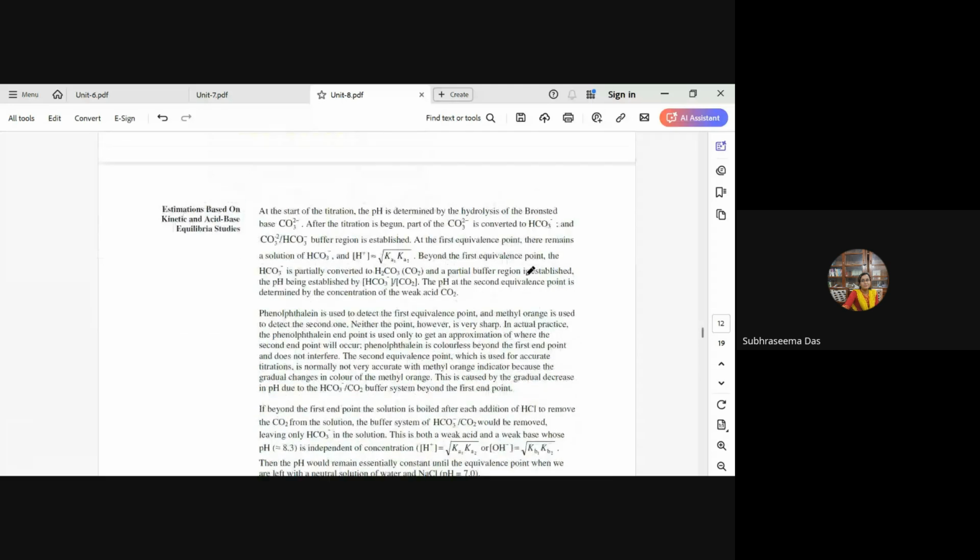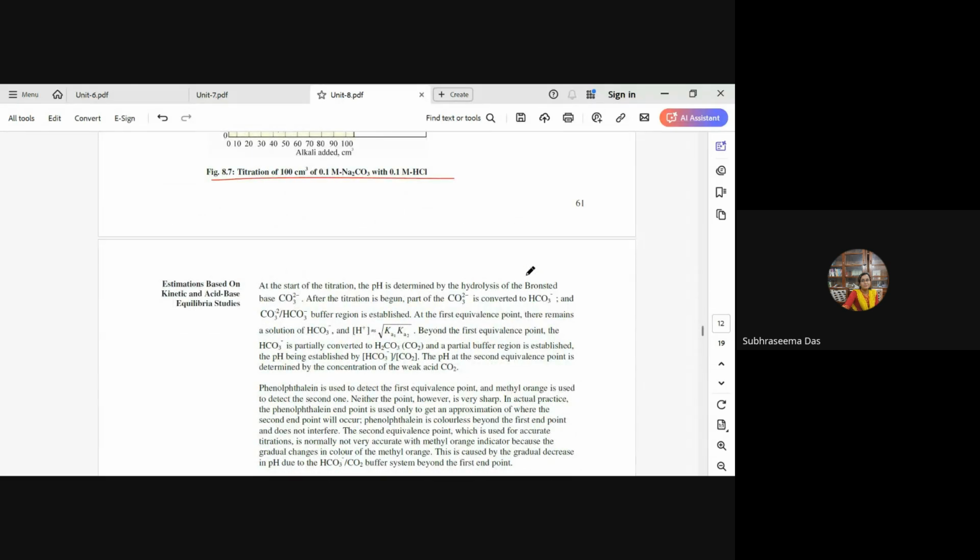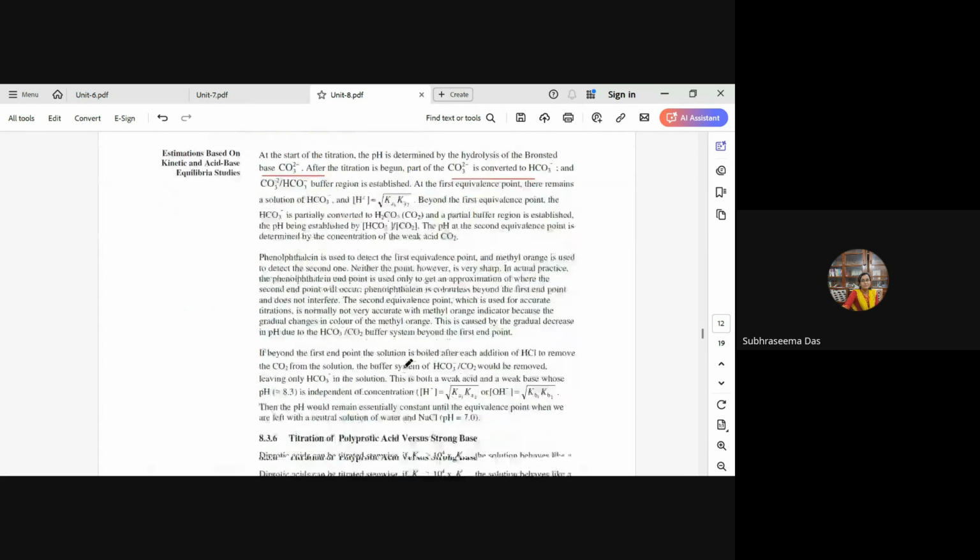So what happens here is, in this case, at the start of the titration, the pH is determined by the hydrolysis of carbonate ion. After the titration is begun, part of the CO3 2- is converted to bicarbonate and a buffer has been established. At the first equivalence point, there remains a solution of bicarbonate. Beyond the first equivalence point, the bicarbonate is converted to carbon dioxide and a partial buffer region is established. Thus, the pH at the second equivalence point is determined by the concentration of carbon dioxide.